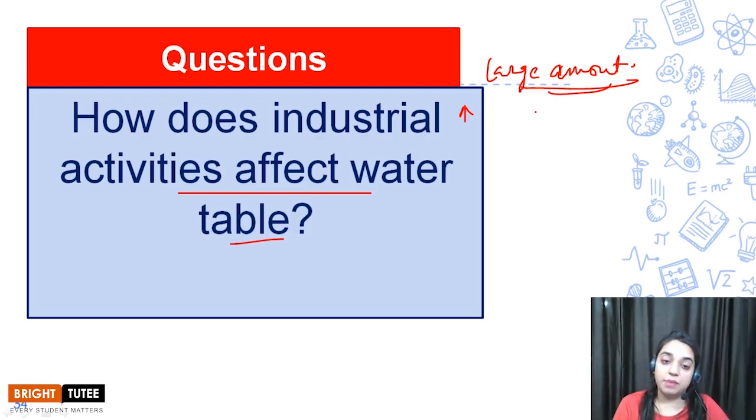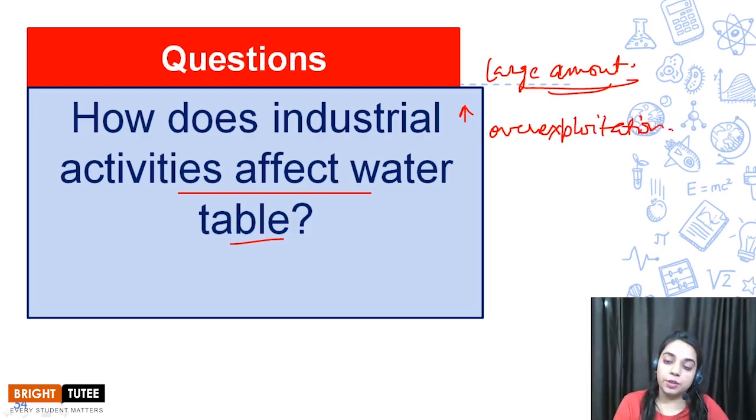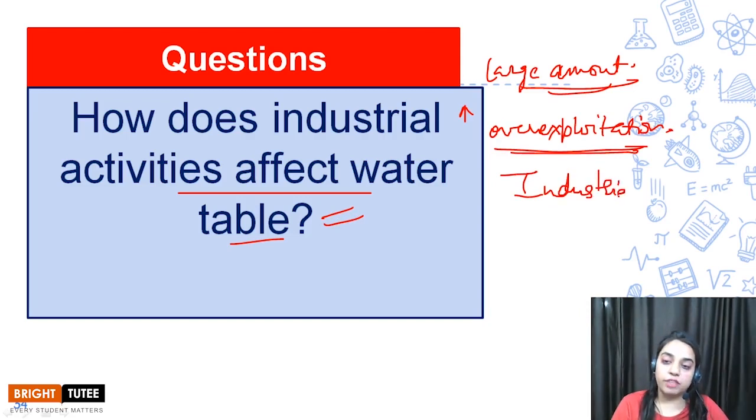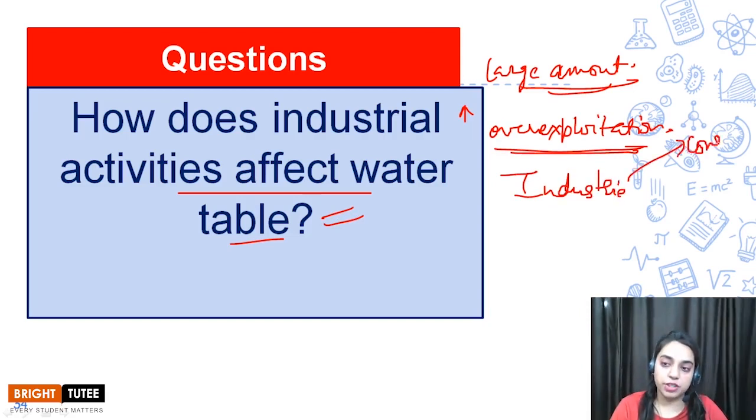Because of which they are over exploiting the groundwater, and due to this the water table will be depleted. And also children, in order to create more industries, water will be required for their construction, because the construction process requires a large amount of water.